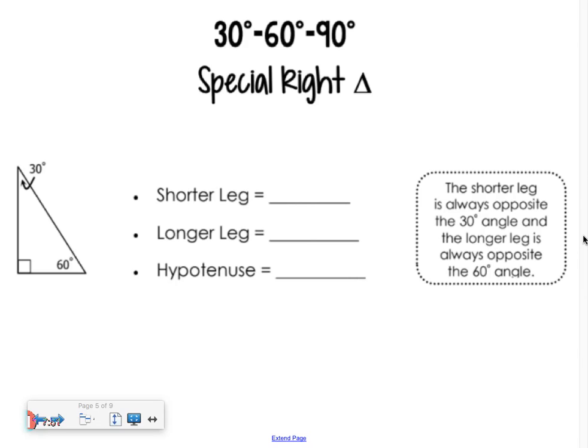So obviously, in a 30, 60, 90 triangle, we're going to have a hypotenuse, right? And that's the side across from your right angle. Okay, so that one's taken care of. But then it says a long leg and a short leg. Where would my short leg have to be? By the bottom, Tristan. Always opposite the 30 degrees. You should label this on your picture for me, folks. But you're right. And then your long leg is across from the 60.